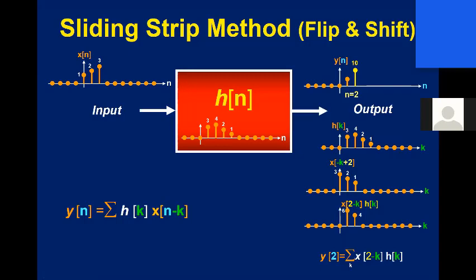As you can see, it's a lot more cumbersome. It's a lot more tedious than the table method, but it will give you the same answers just by a different process. So for numerical answers, probably one of the first two techniques, the sum by column or the lattice method, might be preferable. The flip and shift or sliding strip method will give you the same answer.